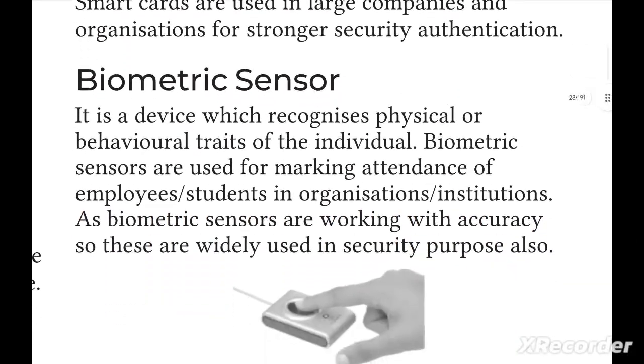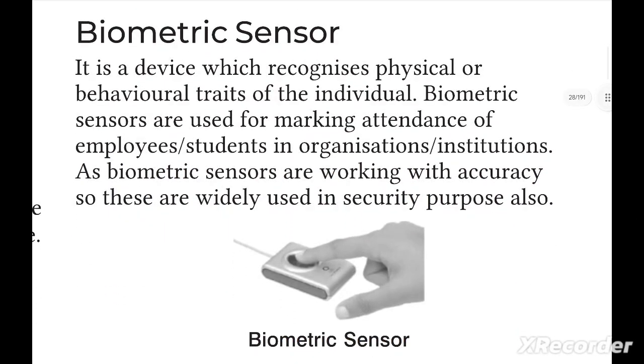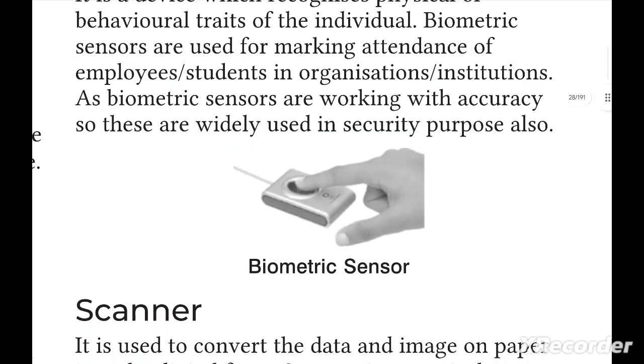Next, biometric sensor. It is a device which recognizes physical or behavioral traits of the individual. Biometric sensors are used for marking attendance of employees and students in organizations and institutions. As biometric sensors work with accuracy, these are widely used for security purposes also.